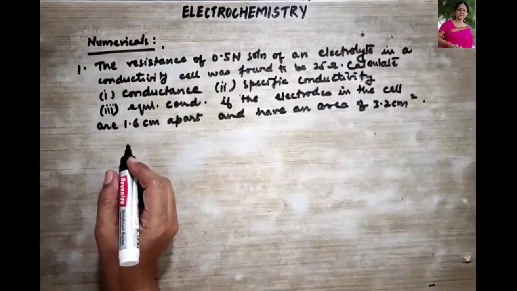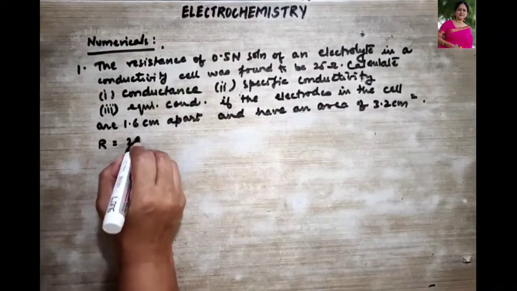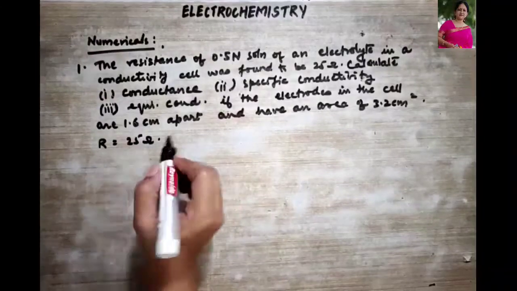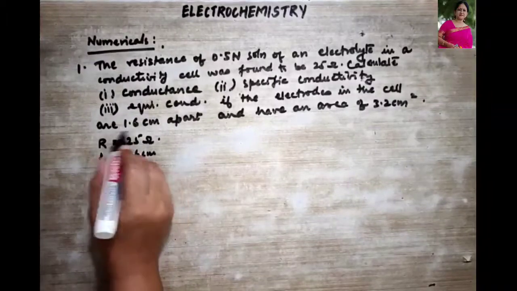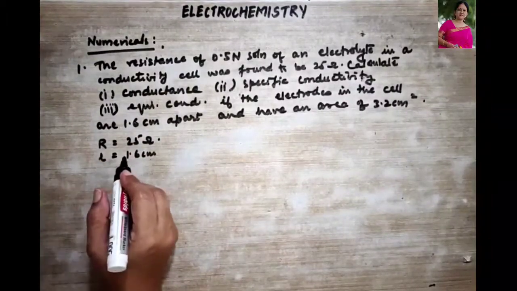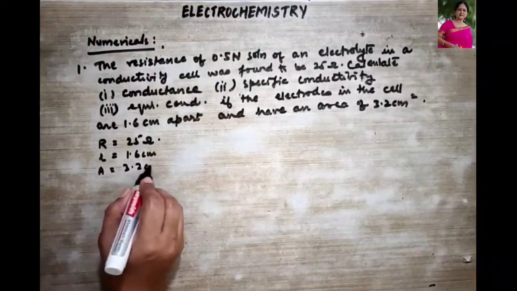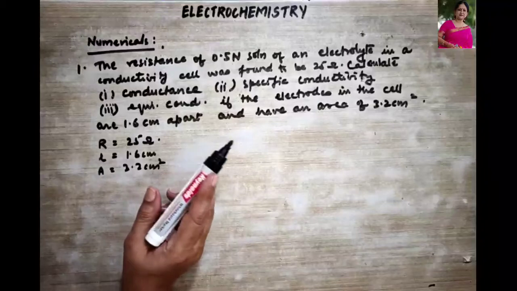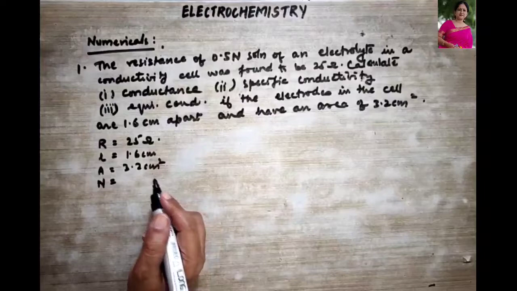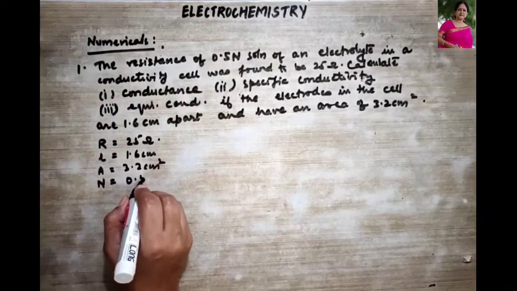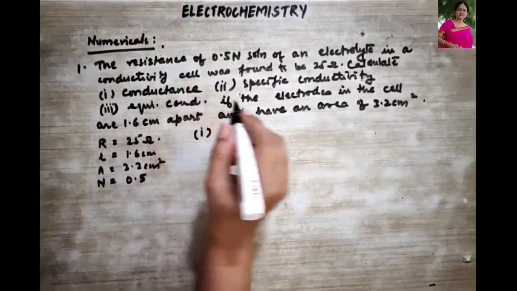So what all is given in the question? We have been given the resistance, which is 25 ohms. We have been given the length, that is 1.6 centimeters between the electrodes. Then we have been given the area of cross section, which is 3.2 centimeter square, and the concentration of the solution, 0.5 N. So now first let us find out the conductance.